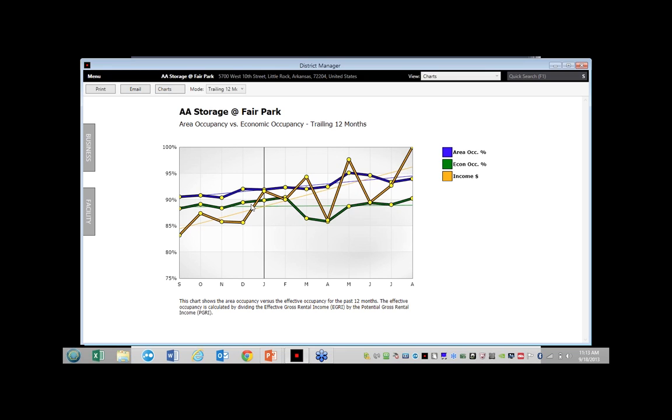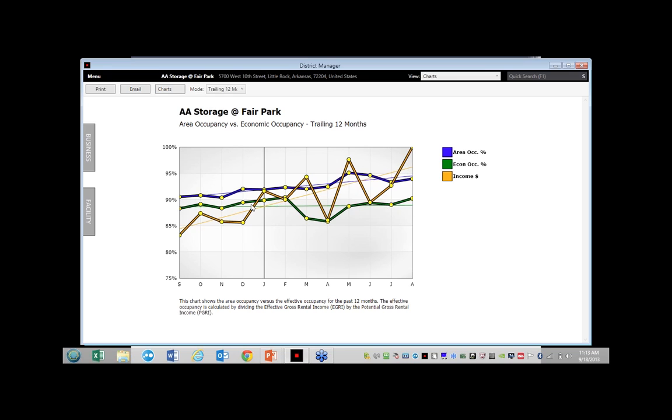You're seeing the income indicated as the orange line, and you see that sort of diagonal line going through. You can see how we've significantly raised the income at that location by thousands of dollars a month by constantly opening up and then closing down the economic spread.